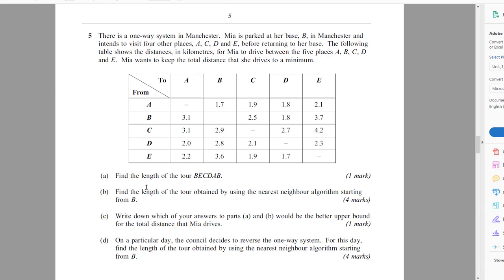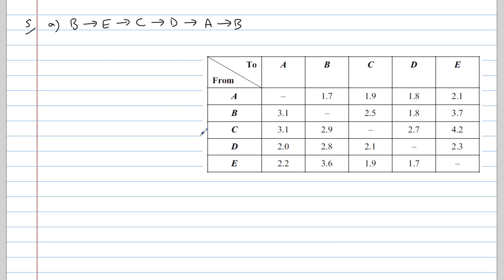In part A, it says find the length of the tour BECDAB. So following the table, we need to go from B to E. So make sure you're starting in the from column. So B to E would give us 3.7.